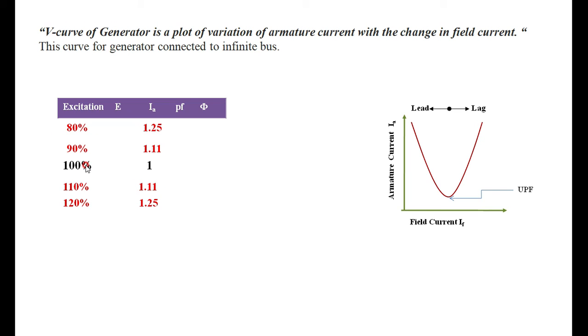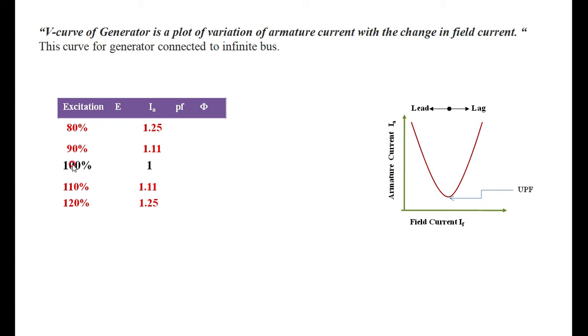Look into here, this corresponds to 100% excitation. The power factor at this point is unity power factor. The current that I am getting here is 1. That is the minimum current that I am getting here. Corresponding to 100% excitation, my armature current is 1.